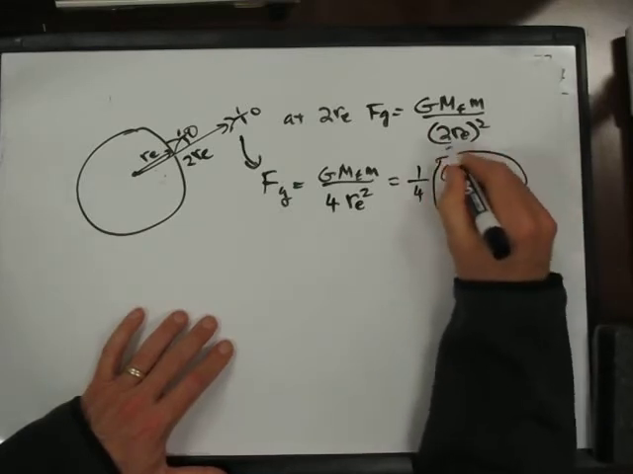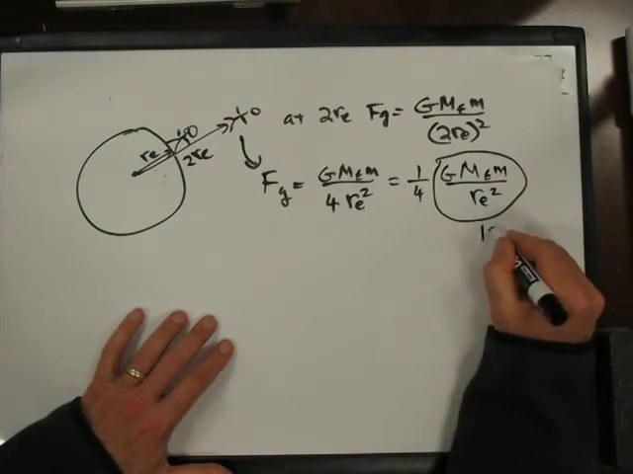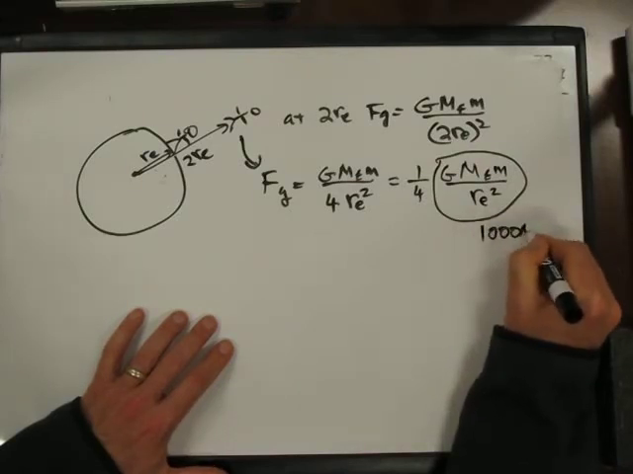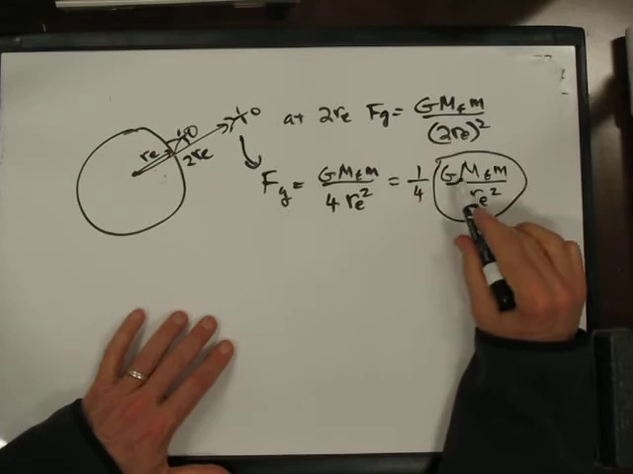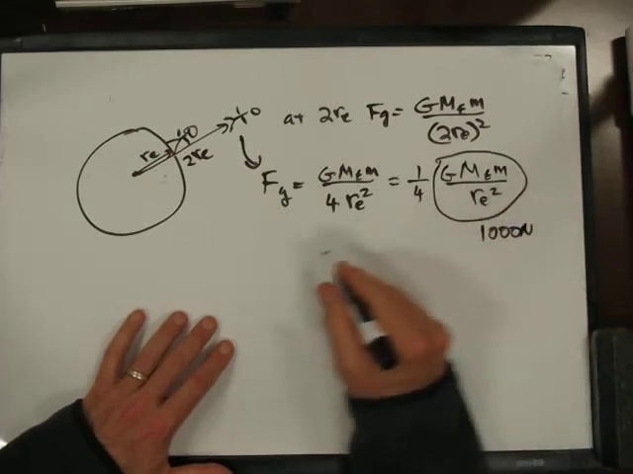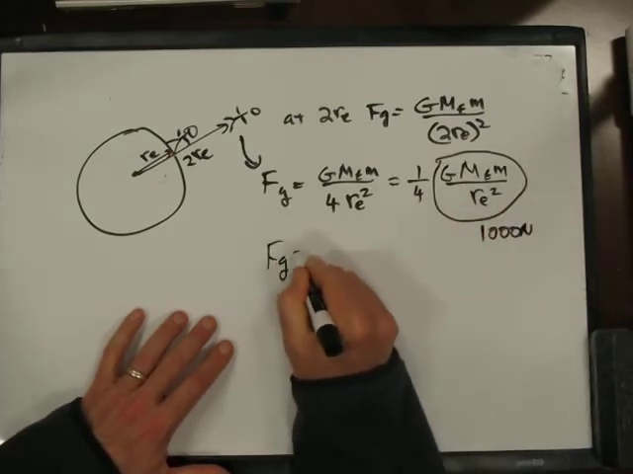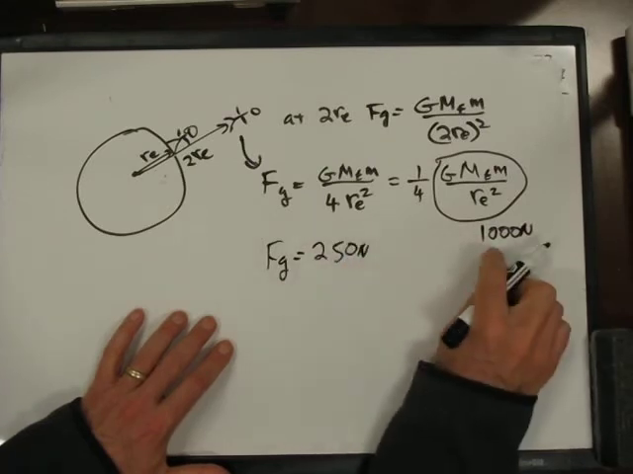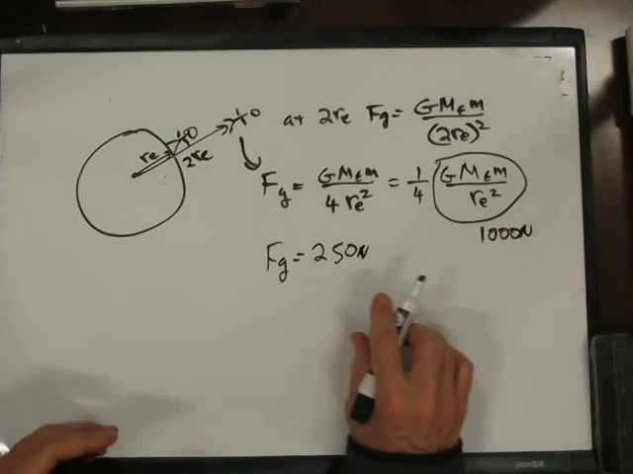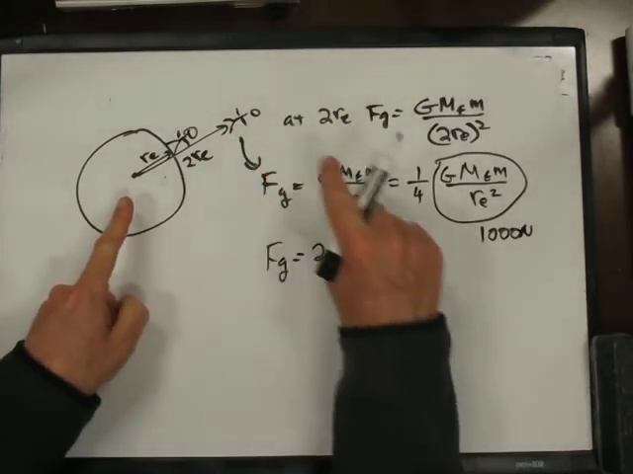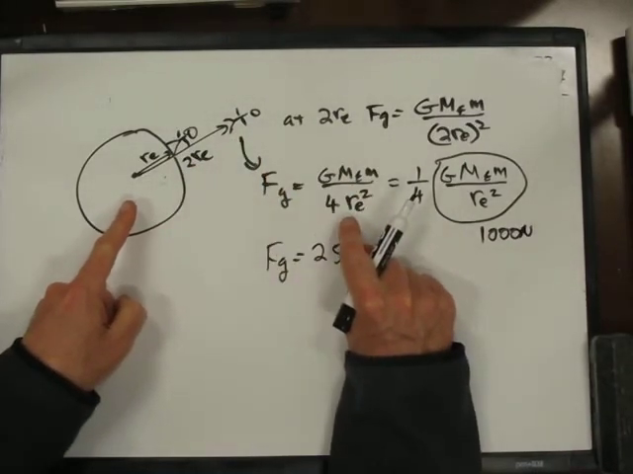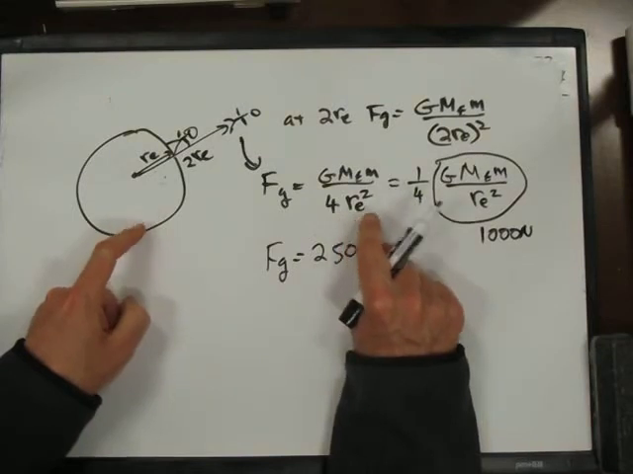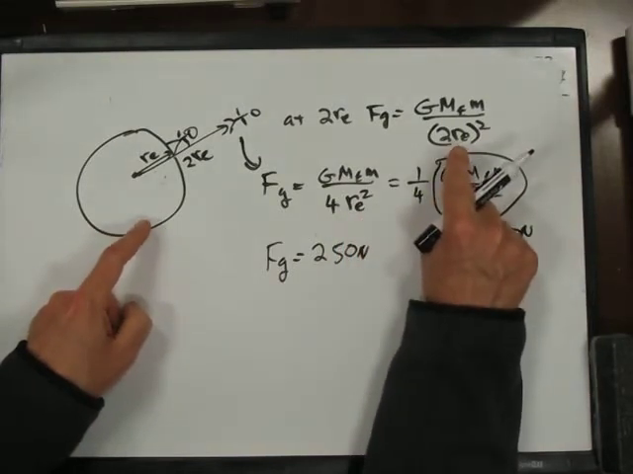This is the thing that I just said on the last slide is 1,000 newtons. This is my weight on the surface of the Earth, G M m over the radius of the Earth squared, and so the force of gravity on me is 250 newtons, because it's 1/4 times 1,000 newtons. In other words, by going twice as far away, I reduce my weight by a factor of 4 because the distance is squared.